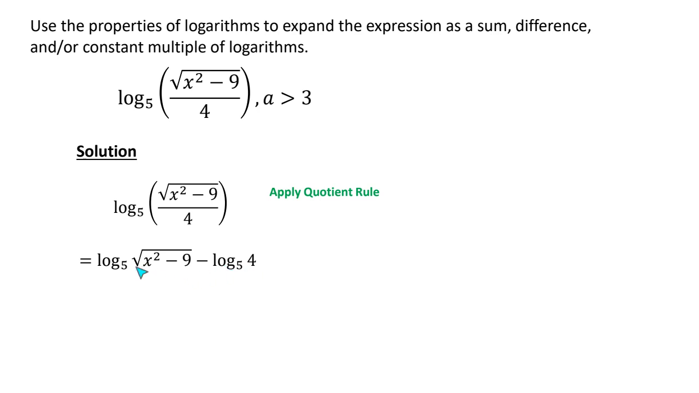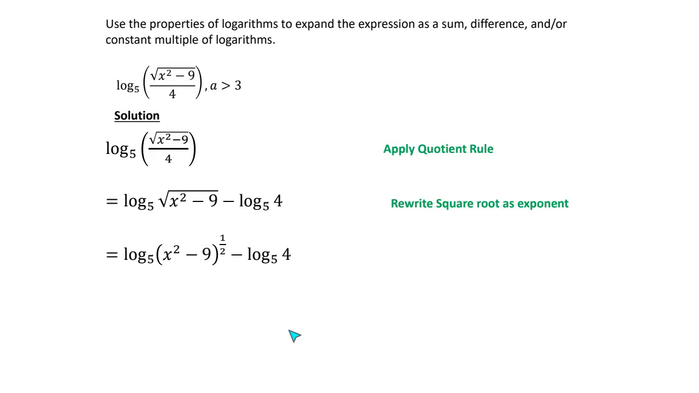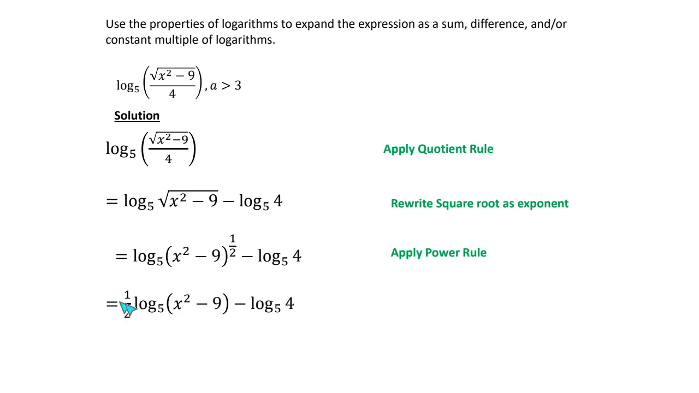Now, when we're doing these logarithms, if you see a square root, the square root is going to be x squared minus 9 raised to the power of a half. And then we can take the exponent to the front. So we end up with 1/2 log 5 of x squared minus 9, minus log 5 of 4. So that would be your final answer.